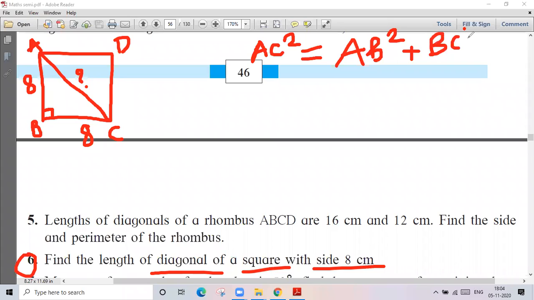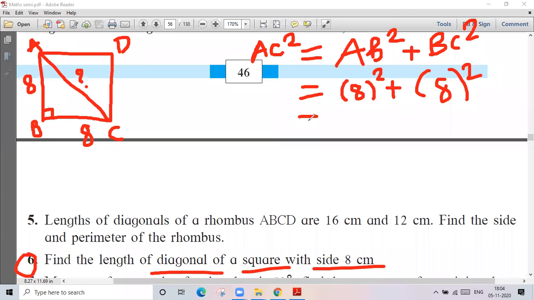Now put the values. AB is equal to 8. BC is also equal to 8. स्क्वेअर ऑफ 8. 8 चा स्क्वेअर कितना है बताओ मुझे. 8 चा स्क्वेअर 8 8 64, 64 आला. 64 plus 64 is equal to 128. Now AC square is equal to 128.